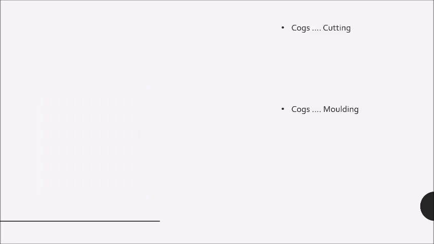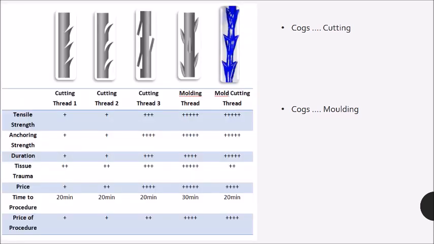How are cogs produced on the threads? They can be created by cutting or molding. There's a slight difference between them. Cutting is produced by cutting the individual thread. It can be cut in any way. While the molding one is the other concept. It's not produced by cutting. Definitely in their differences, tensile strength and anchoring strength are much greater, and tissue trauma is much less, with the molding type. Procedure time is the same. Price of the procedure does increase with the molding types of threads.